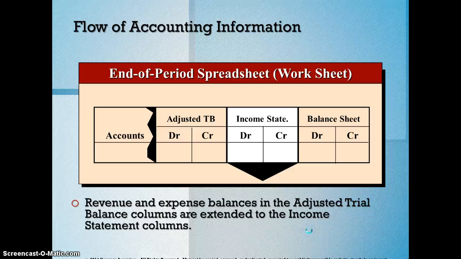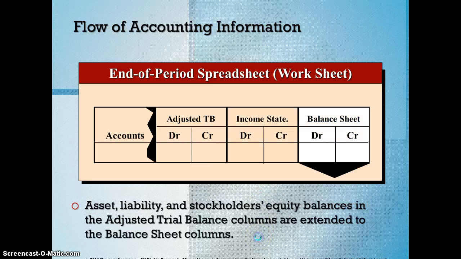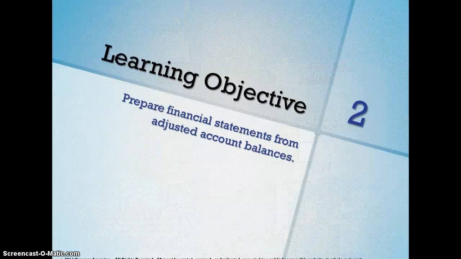Then our revenues and expense balances from the adjusted trial balance column are extended into the income statement columns. And our assets, liabilities, and stockholders' equity balances from the adjusted trial balance column are extended into the balance sheet columns. And so we can use this worksheet. Essentially, we have already completed our income statement and our balance sheet on the worksheet. And then when we actually do the financial statements, we're just making it look nice and neat and pretty so that people can understand it.